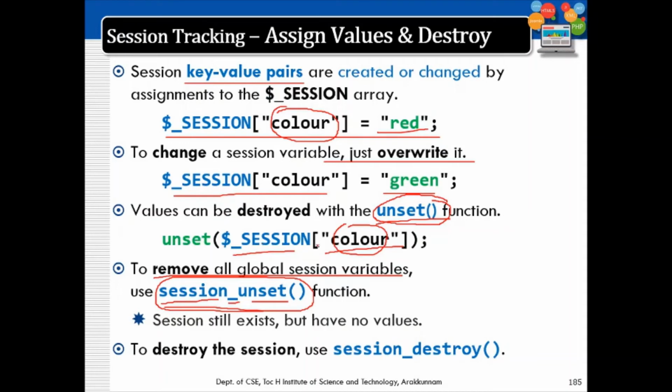All the session functions start with the session keyword, underscore, that particular action. Simply, if you give unset and as parameter a particular session array variable, only that particular variable is removed. If you want to remove all the session variables globally, you have to use the session_unset function. And if you do the unset, only the variables and their values will be removed. The session still exists. You can add new variables and new values to that. But if you want to destroy the session itself, then it will be done using session_destroy.